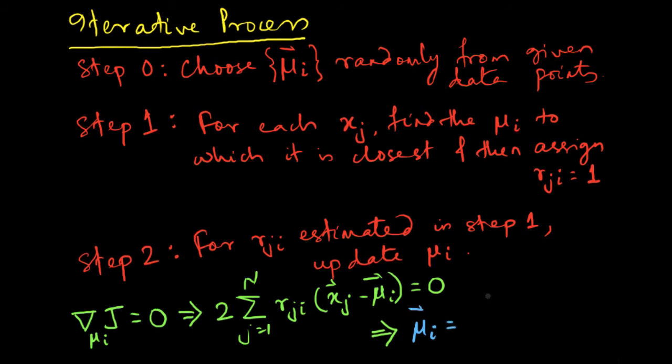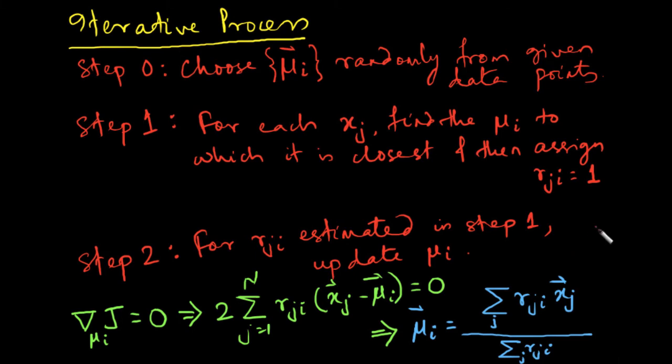And that finally gives you the mu I vector equal to the summation of rji xj over all j divided by the summation of rji over all j. So what is the summation of rji over all j? This is exactly equal to the number of input points which are assigned the label I. So essentially this is the mean of all the data points which are assigned to the cluster I, which is what we saw in the graphical explanation.